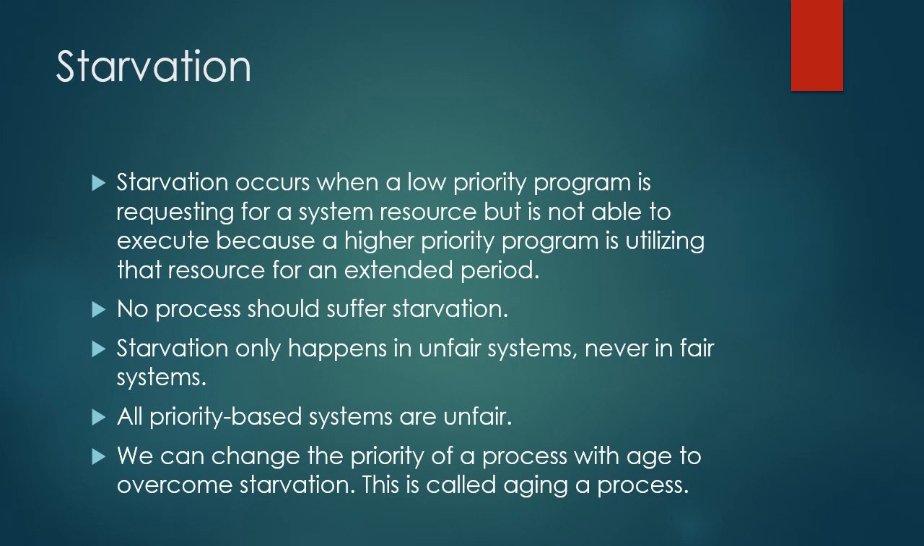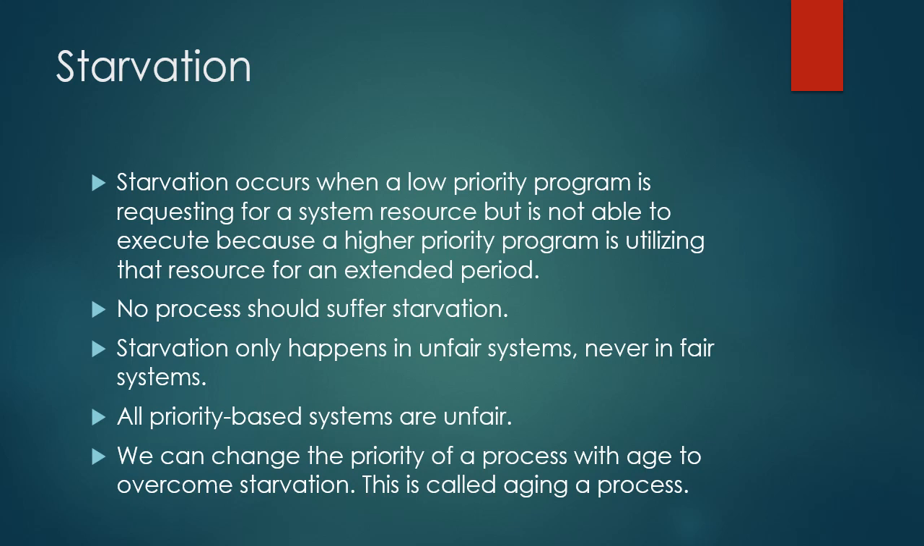Starvation only happens in unfair systems, never in fair systems. A fair system does not favor anyone. All priority based systems are unfair. This means that starvation can occur in all priority based systems. Can starvation be overcome? Yes. We can change the priority of a process with age. This is called aging a process.